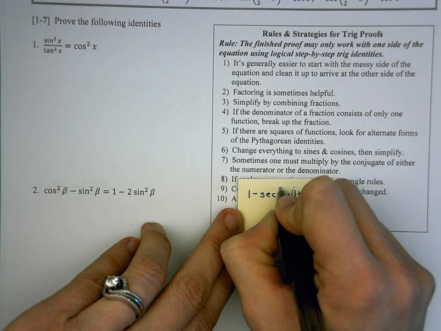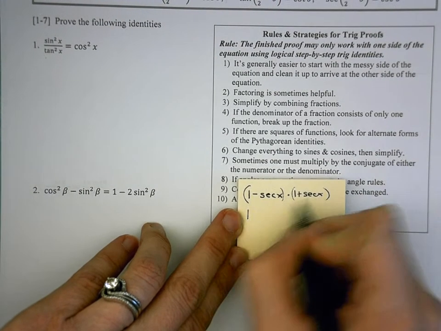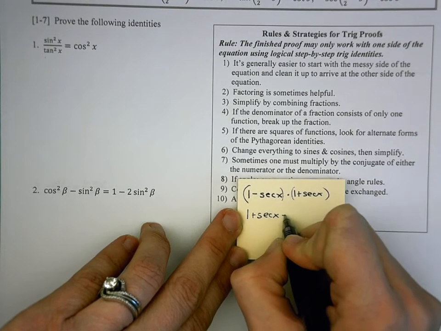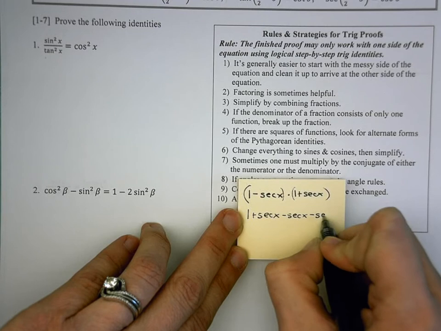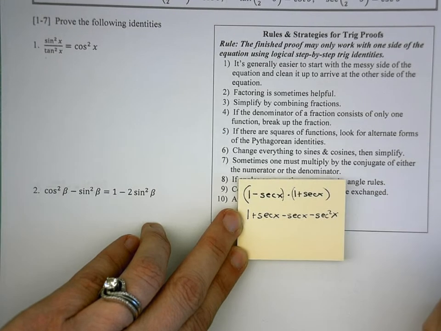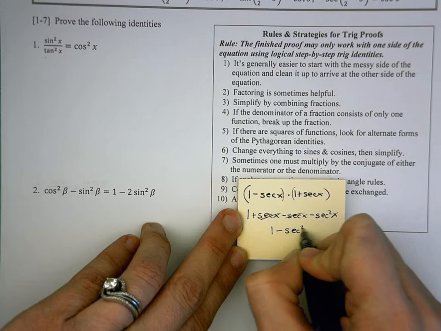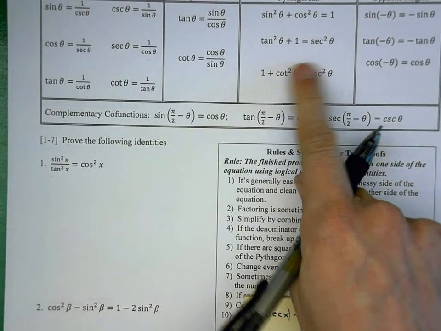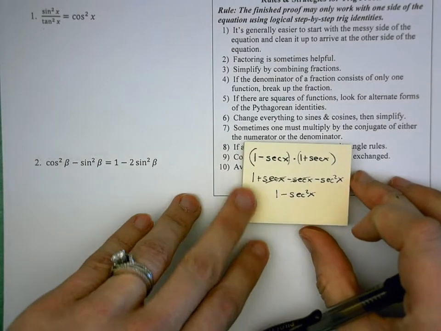Because in doing so, we would have 1 times 1 is 1, 1 times secant is secant, negative secant times 1 is negative secant, and negative secant times positive secant is negative secant squared. The secants would cancel and we'd have 1 minus secant squared x, which looks a lot like our Pythagorean identity up here, a manipulated form of that Pythagorean identity, and we could potentially proceed from that point. But so this is 1.